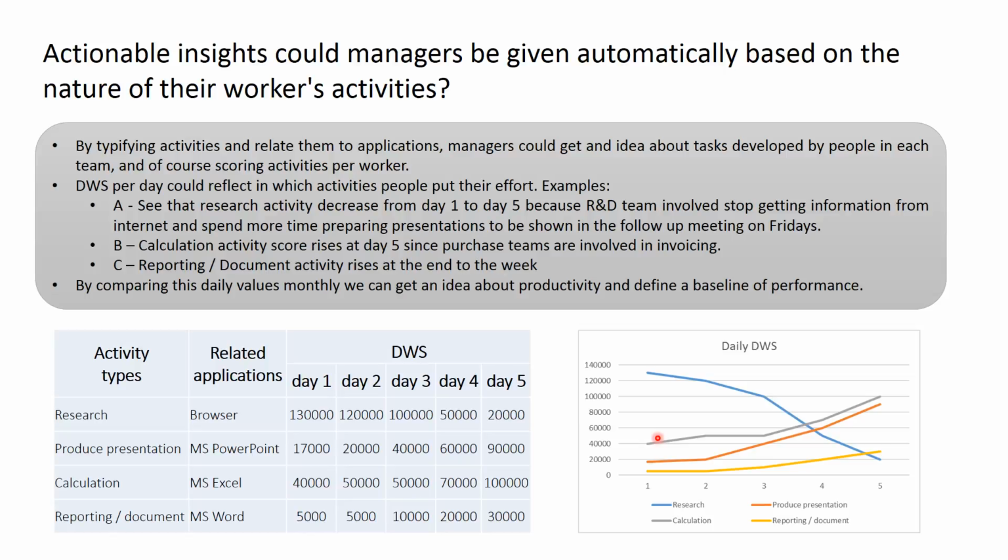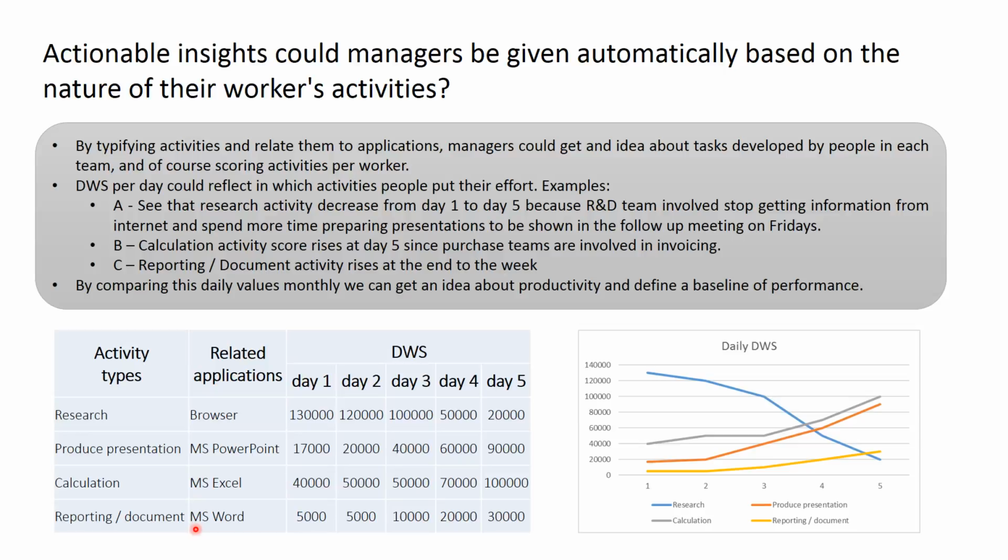I propose that by typifying activities and relating them to applications, managers could get an idea about tasks developed by people in each team, and of course scoring activities per worker. That is represented by the activity types column here, and we have, for example, research, produce presentation, calculation, and reporting document. Those activities are related with applications in this column.